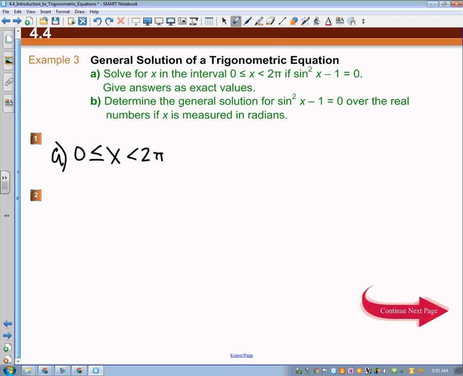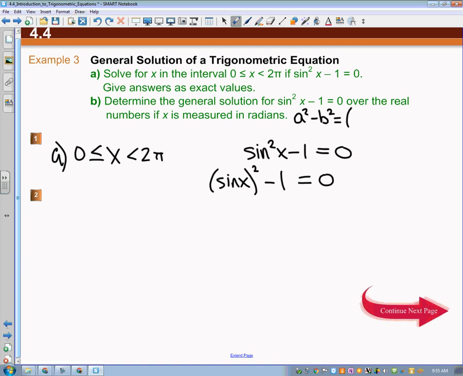Now, to solve this, we need to take our expression sine squared x minus 1 is equal to 0 and factor it. I'm going to rewrite that as sine x squared minus 1 is equal to 0, and then we're going to use our difference of squares technique. I'm going to tuck that in the top corner here: if we have a squared minus b squared, we can factor this into a plus b times a minus b.